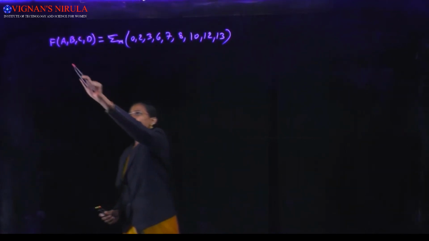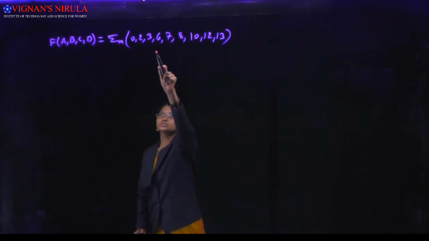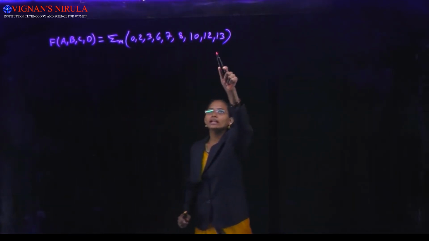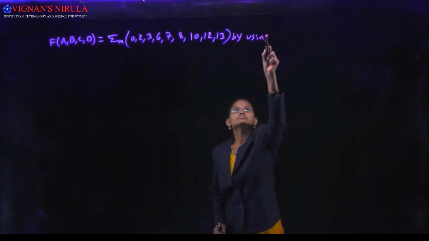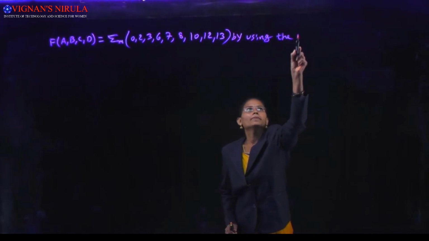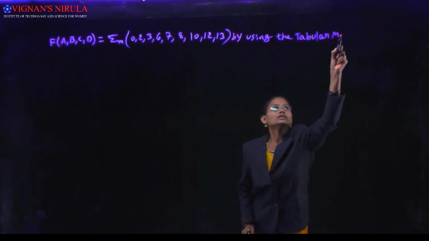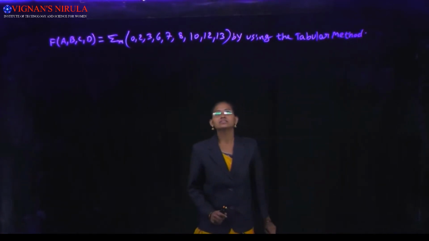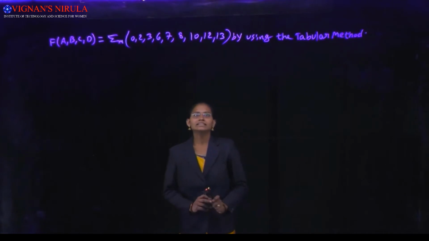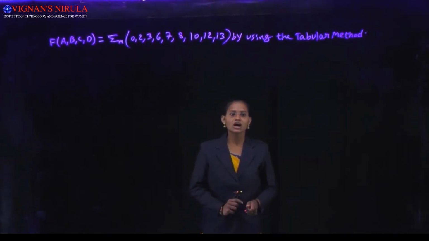Next problem is f of ABCD equal to sigma m of 0, 2, 3, 6, 7, 8, 10, 12, 13 by using the tabular method. In the tabular method, we don't use any Boolean equations or any Boolean theorems or rules.